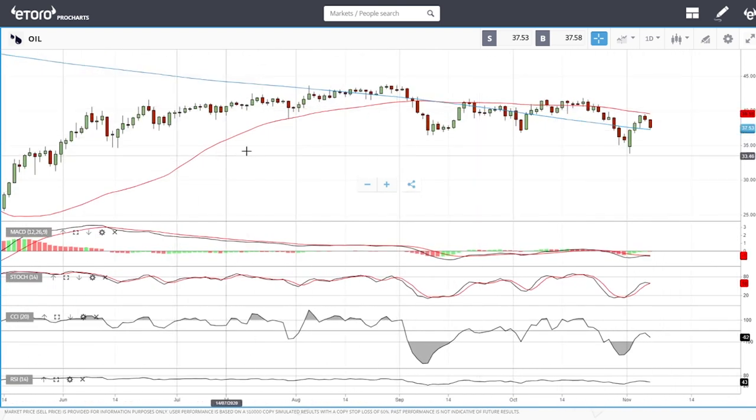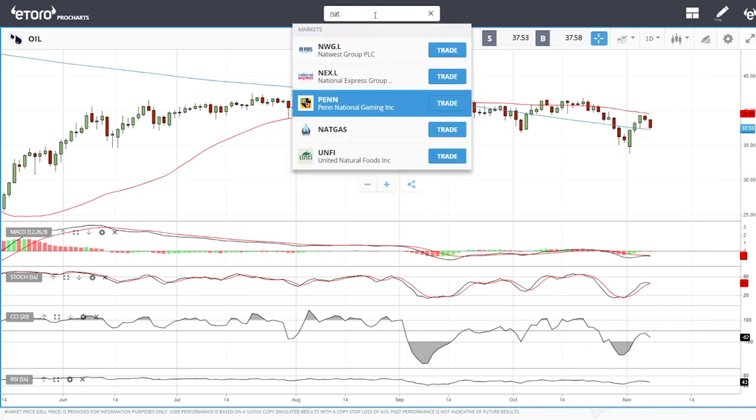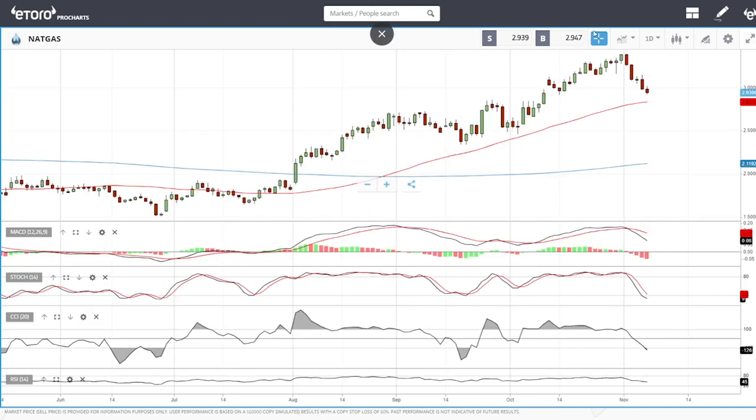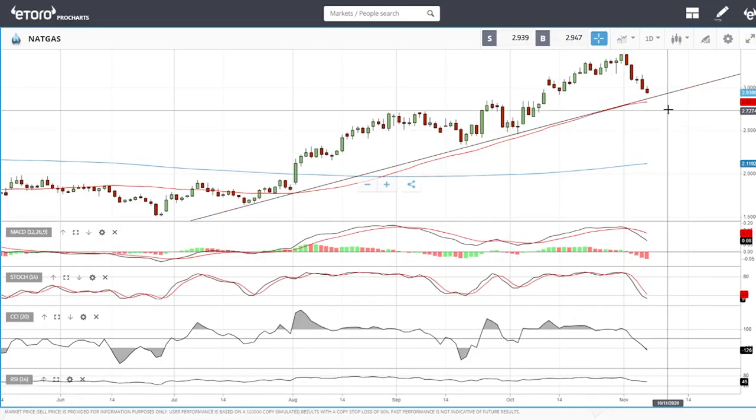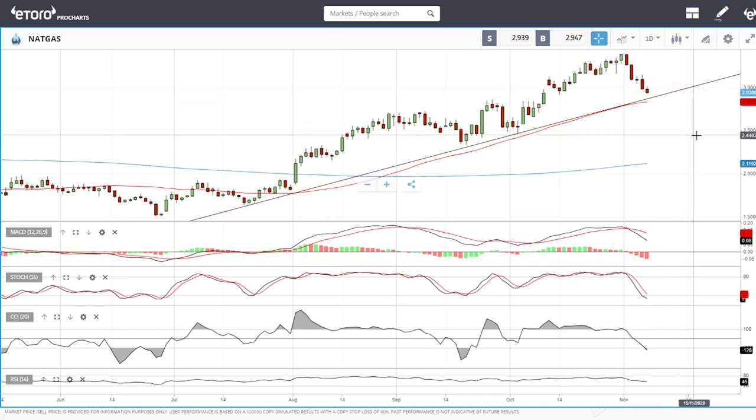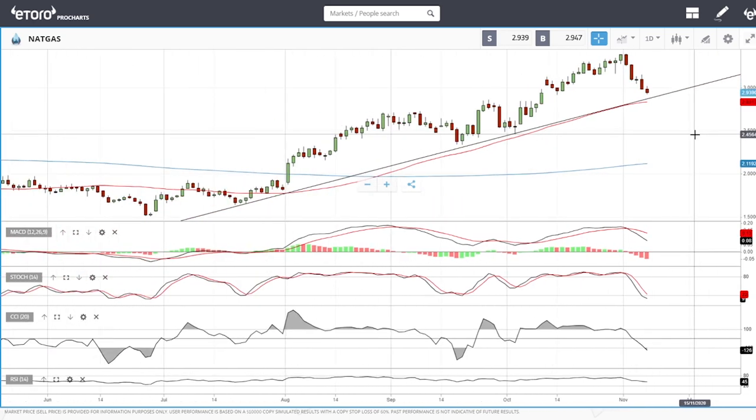But we are gradually going to lower levels. We are making lower lows. And as long as that is going to be the case, then we are going to go lower in this market. So natural gas, which probably is one of the most exciting trades for this week. And the reason why I say that is because we have nearly reached major resistance.